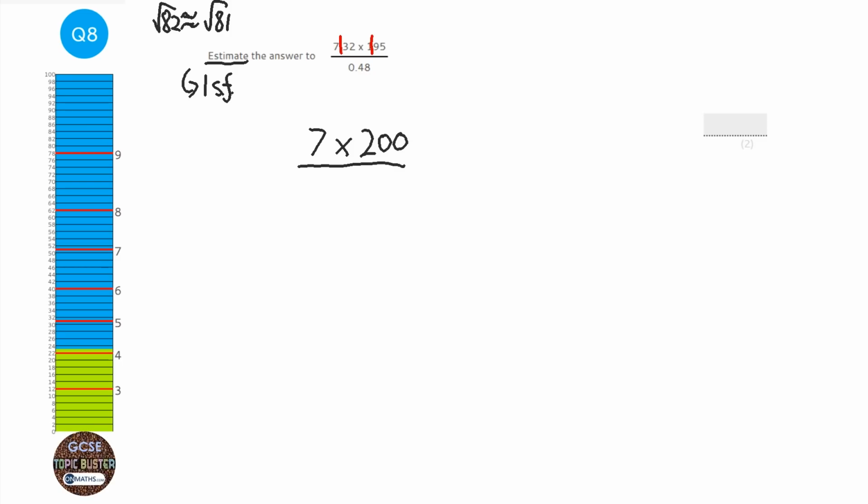Now this is where some people make mistakes. They think that that will round to 0, but significant figures ignore any zeros. It's the first non-zero digit you start counting. So the line will go after the 4. So that will round to 0.5.